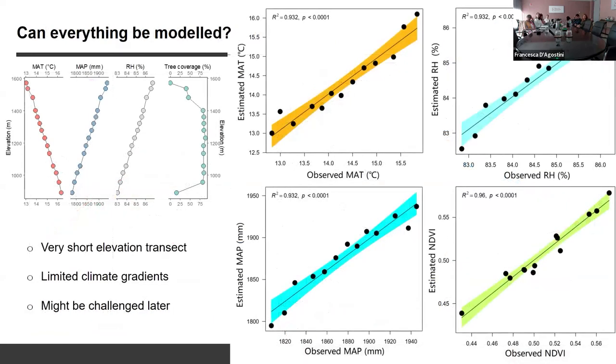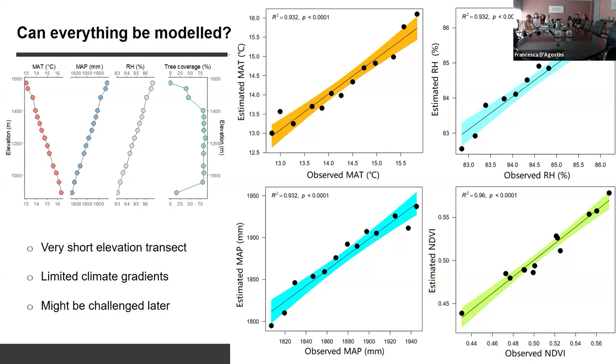So if you bear this in mind, because we have a relative increase along the elevation transect, to be honest, we could reconstruct everything. But this is not the truth, because we work with a very short transect in a very narrow area on the globe. I think the elevation range is less than 1,000 meters. But because the climate variables change together with the elevation, we can seem to reconstruct every kind of parameter.